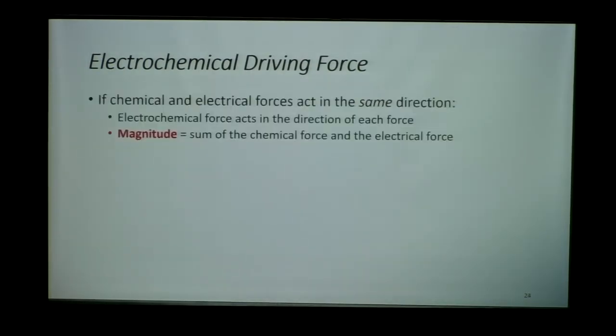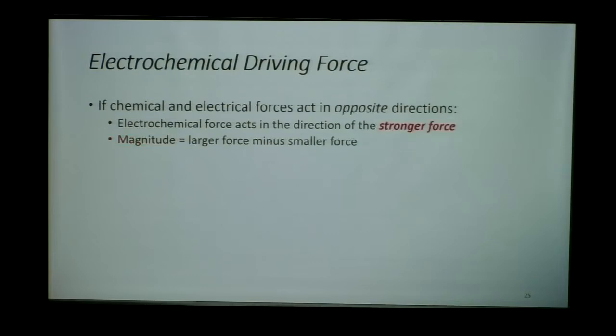Let's look at a first scenario, which is pretty easy, pretty straightforward. And this is if the chemical and the electrical driving force are acting in the same direction. And if that is the case, the electrochemical driving force, right, putting those two forces together, will very obviously be in that same direction. And in order to get the magnitude, the strength of that driving force, we simply add the total of the two forces. So this is the sort of easy scenario. If the forces are in the same direction, you just add them together, and that net direction is the direction of the electrochemical driving force.